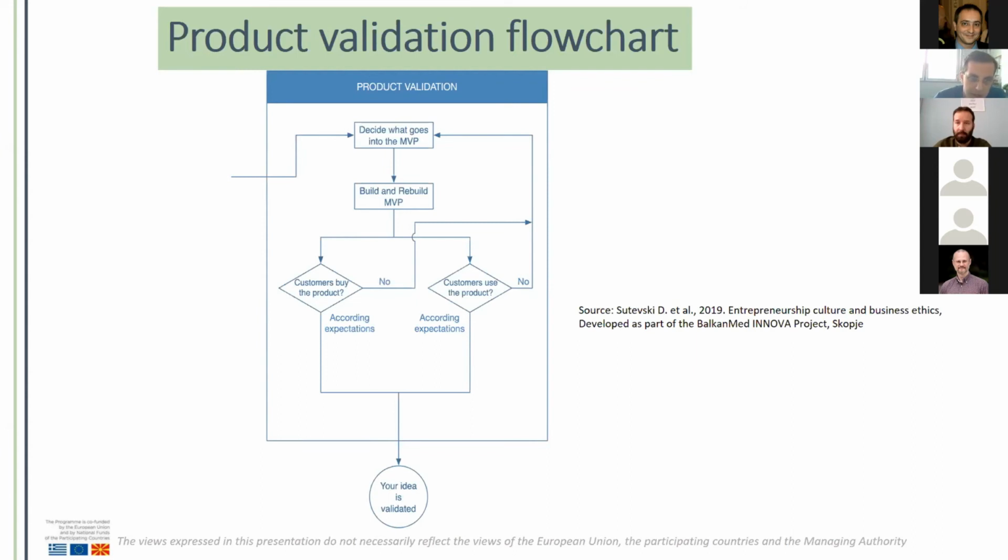When we build the MVP, we have two questions. Either customers buy the product. If the answer is yes, then the idea is validated. And the second thing is, are the customers using the product? If both answers are no, we have to come back to the MVP and decide what goes inside. Either we need to add something more, or maybe we need to pivot and start the lean methodology once more.